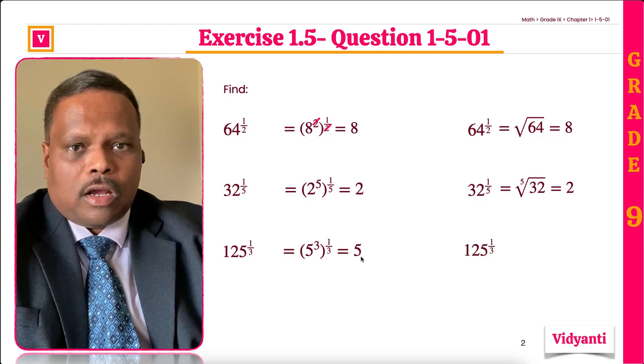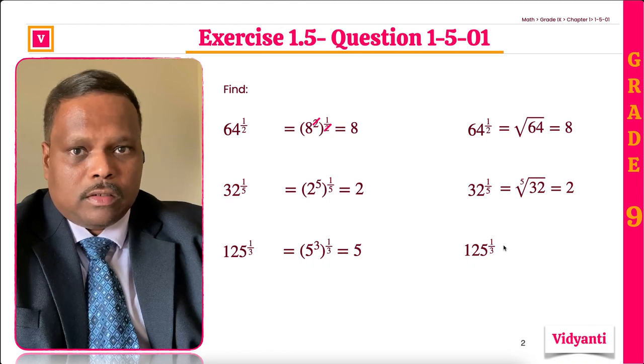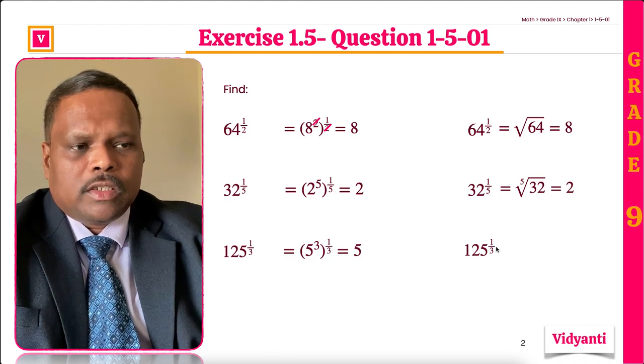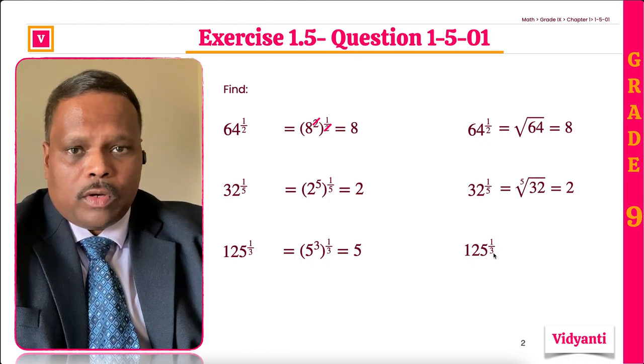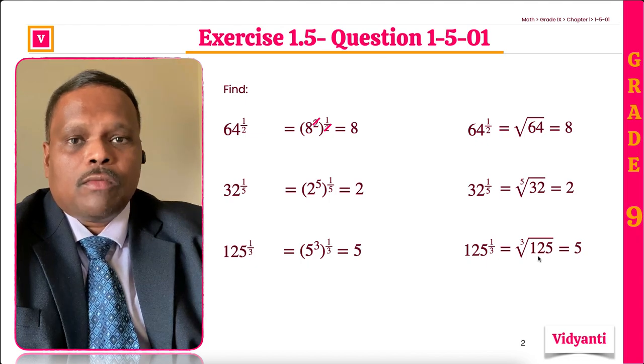Or another way is, when you write 125 raised to 1/3, fractional power is equivalent to root. So 1/3 power is nothing but third root, which is cube root. So cube root of 125 is nothing but 5. And these will be your final answers.